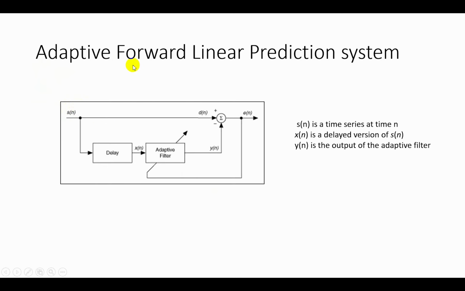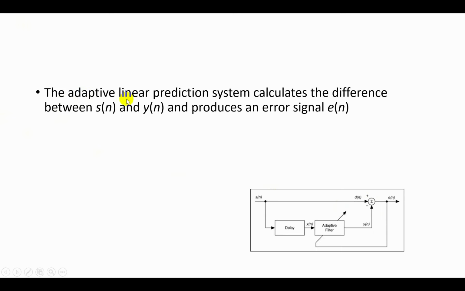Here we can see the adaptive forward linear prediction system. Here S of n is the input to the system. The input is given to the delay element, so X of n is the delayed version of the input S of n. And Y of n is the output of the adaptive filter. The adaptive linear prediction system calculates the difference between the input signal S of n and the output of the adaptive filter, which is given the delayed version of the input. That output is Y of n.